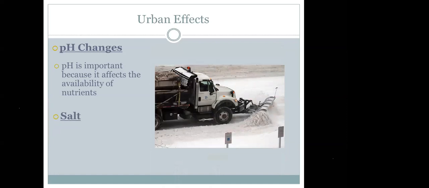Salt is a big problem in urban areas. And it's a tough problem because there's an obvious need to keep our roads safe and keep cars from sliding off. But every time we put down salt, there's a high chance that a good amount of that salt is going to wash into our soil, especially if that soil is very close to the roadway. And salts can build up and they can do a lot of damage.